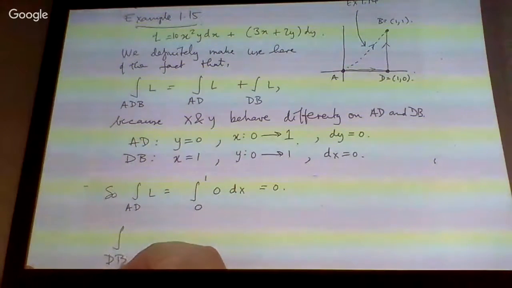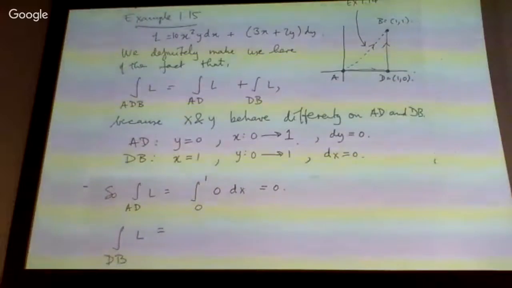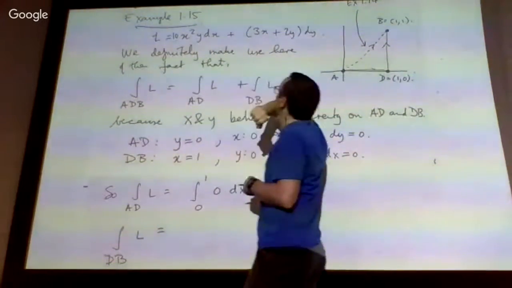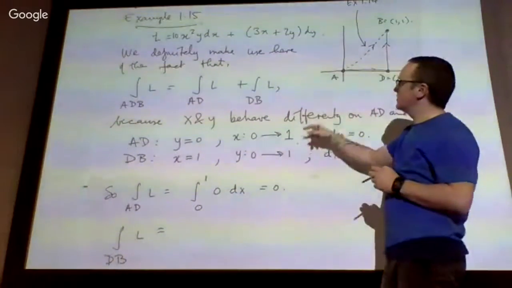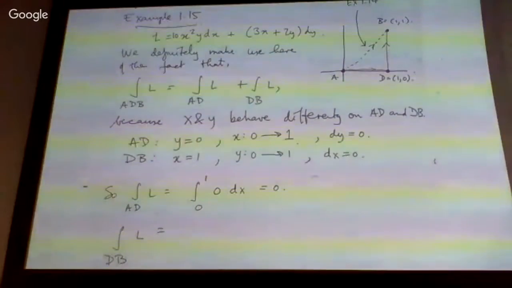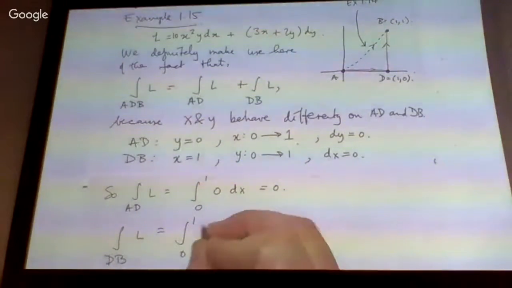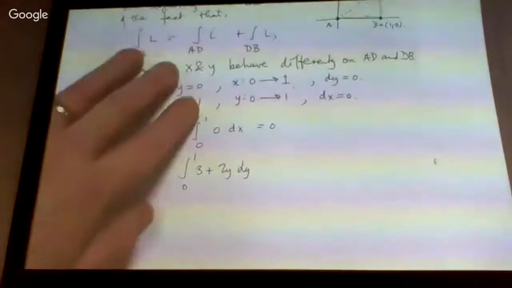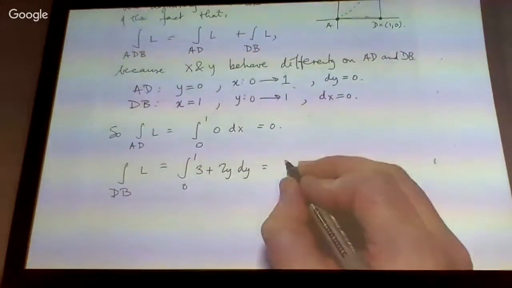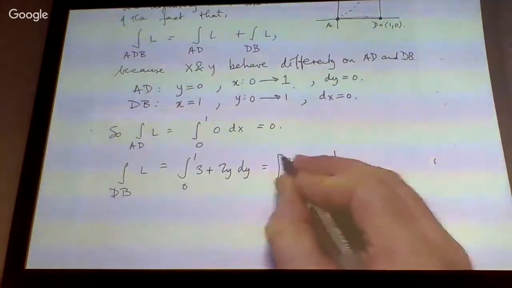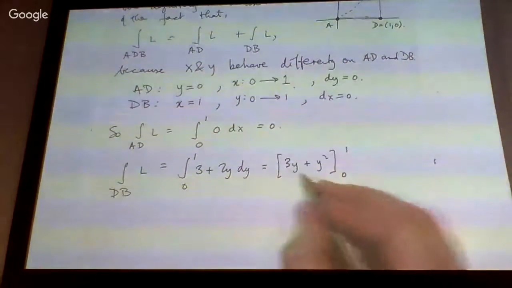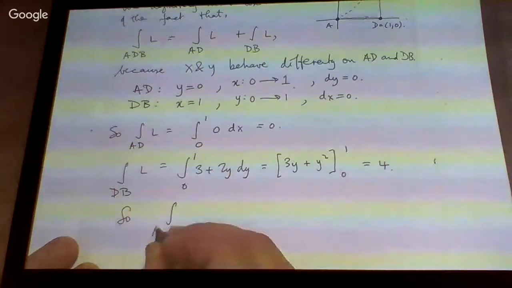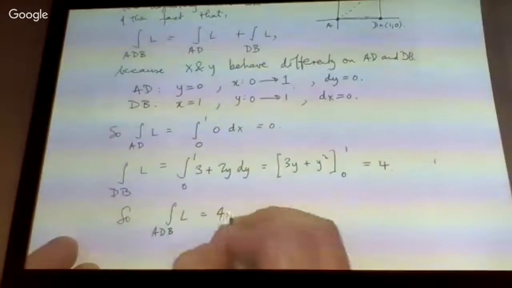On DB, there is something non-trivial happening. On DB, x is always fixed at 1 and dx is 0. So again, you can ignore this part of the linear differential, since dx is equal to 0. But this part survives because y is changing from 0 to 1, and x is always fixed at 1. So it becomes the integral from 0 to 1 of 3 plus 2y dy. And that's a familiar one-dimensional integral. You can do that without too much bother. It's 3y plus y squared, evaluated at 0 and 1 for y. So it's 4. So our original integral along the curve of L becomes equal to 4.